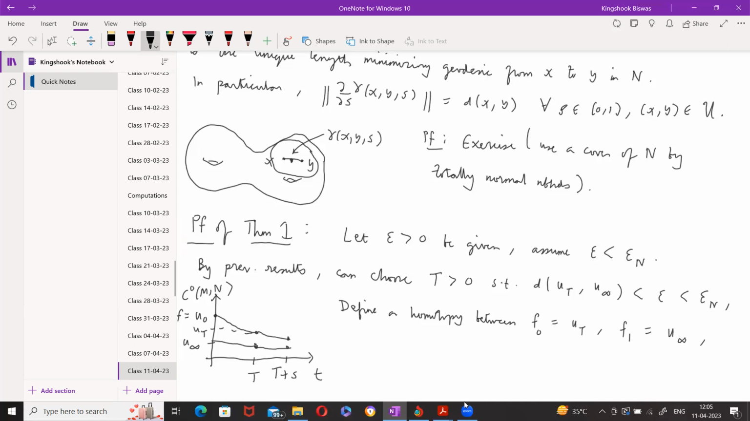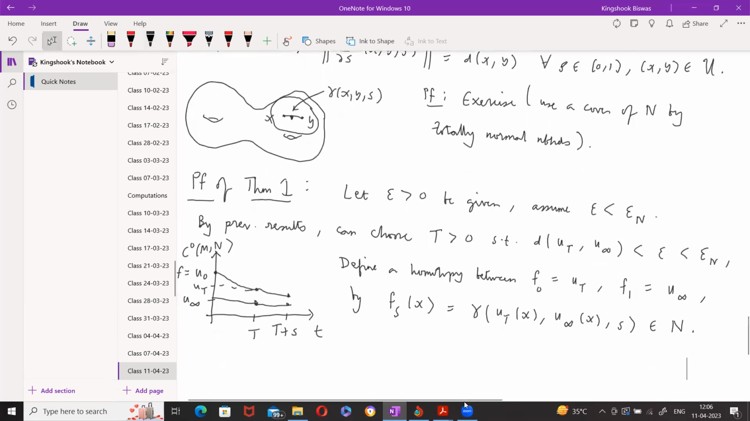Okay. By putting F_s of x to be what? So this will be the unique geodesic between u_T of x and u infinity of x at time s. Okay, so this is a point in N. Is this clear? Yes, sir.